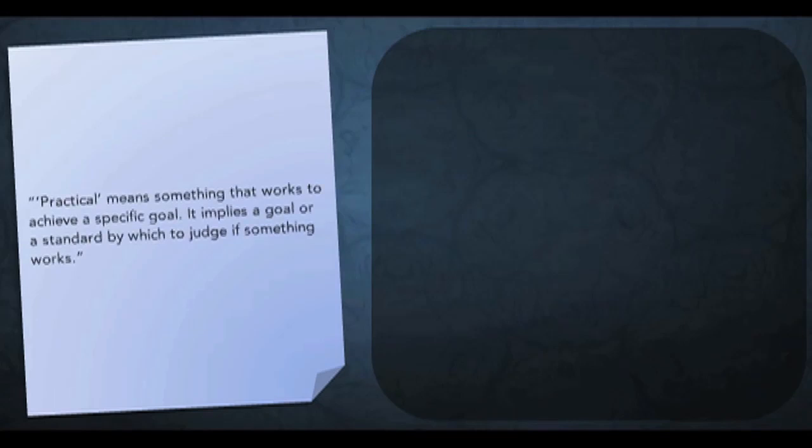Now we get to the essence of your theory. So let's leave aside your introduction. The essence of your theory here is the bottom third of page 16. Now let's take this as you present it. Practical means something that works to achieve a specific goal. It implies a goal or a standard by which to judge if something works, and that's certainly true.